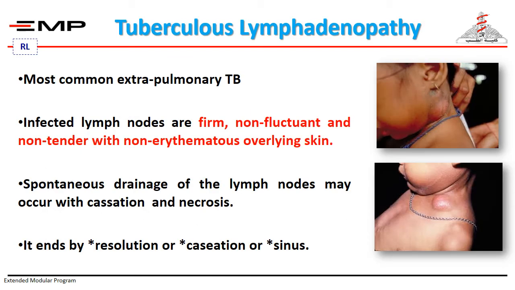What about tuberculous lymphadenitis? It is the most common site of extrapulmonary tuberculosis, as I said. Infected lymph nodes are firm, non-fluctuant, and non-tender, with non-erythematous overlying skin, as we see in the picture. Spontaneous drainage of the lymph node may occur with caseation and necrosis. It ends by resolution, either disappearing, or the caseation can occur with sinus formation, draining the caseous material up to the skin.